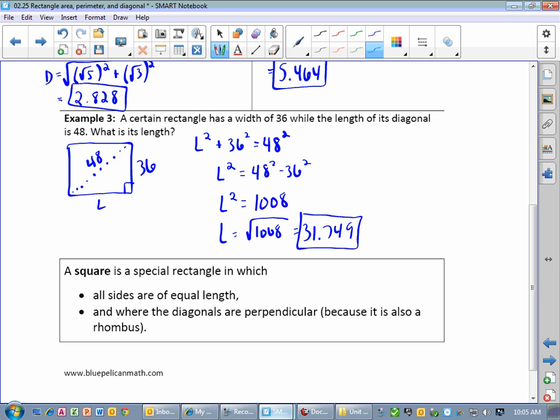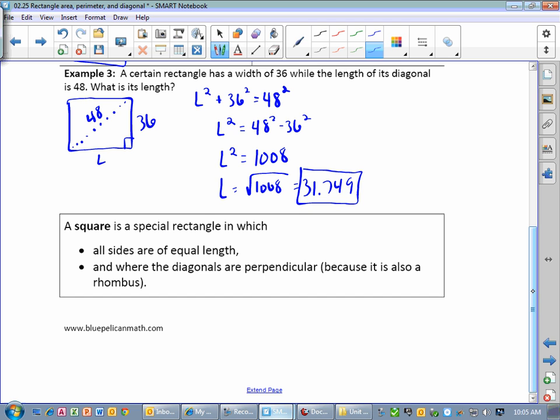Okay, what was the question asking for? A certain rectangle has a width. What is the length? What is the question asking us to find? The length. Does that answer the question? Yes, it does. So that's the length, and it's asking for the length.